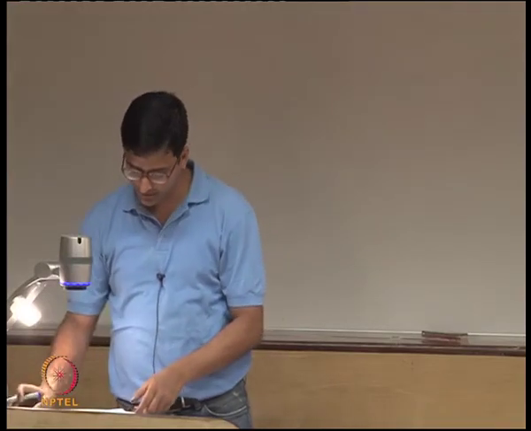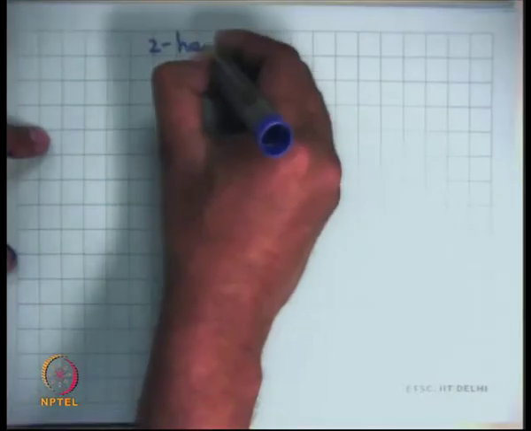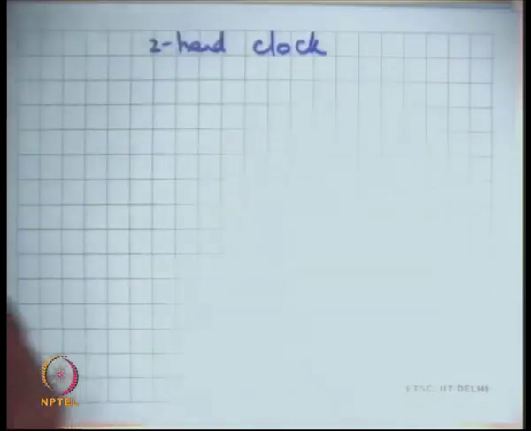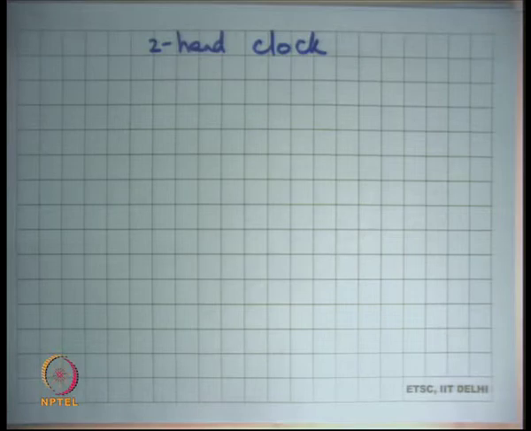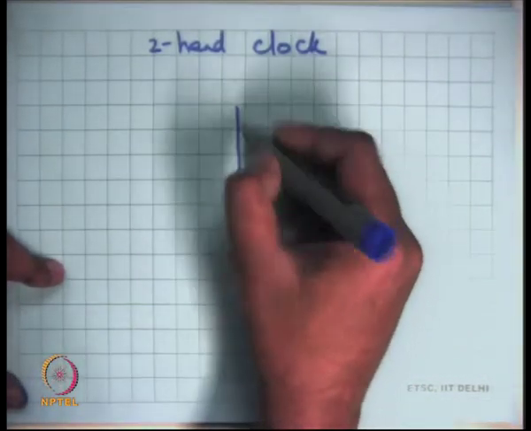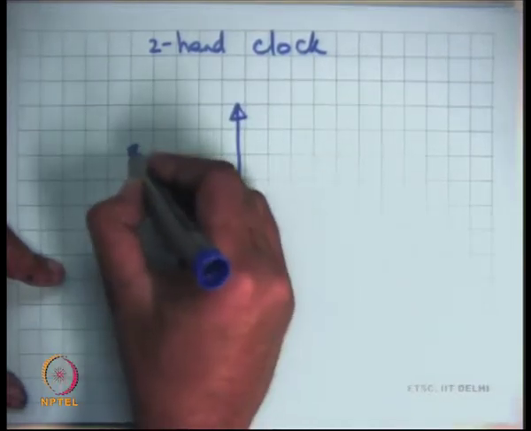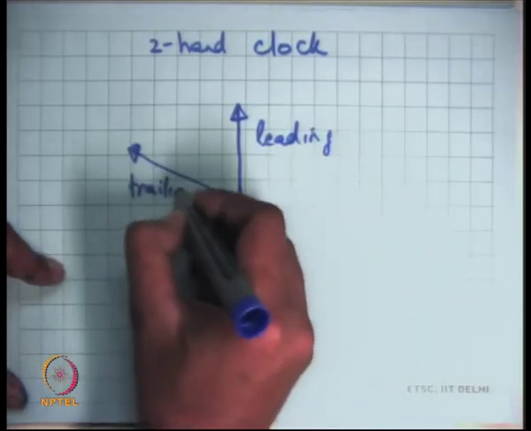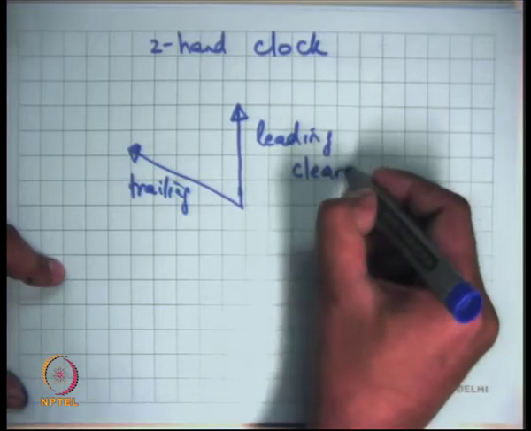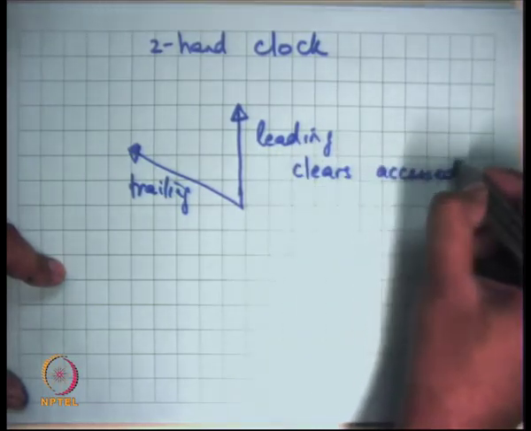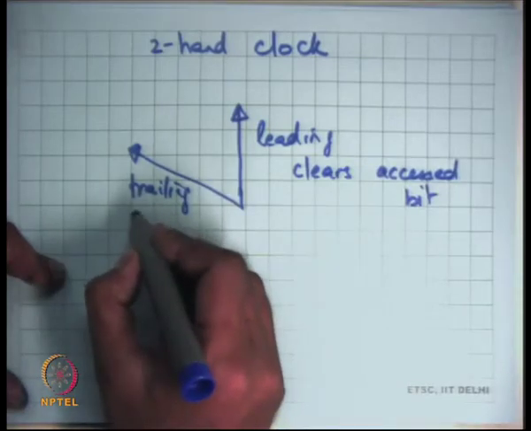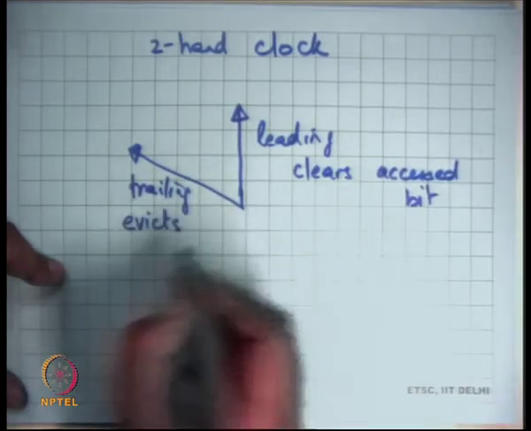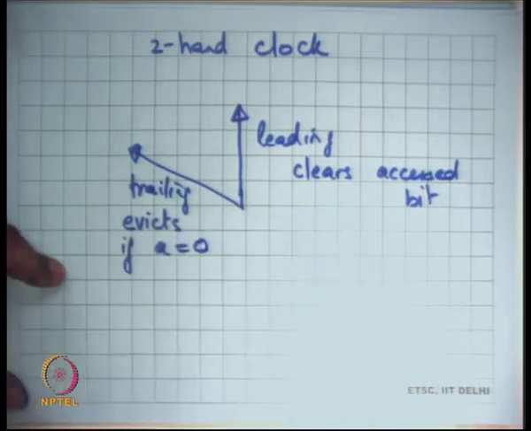Another modification to this is what's called a two-hand clock. If your memory size is really big, then you may not want to make a full revolution over your entire memory on every page fault. So instead of having one hand, you have two hands. One is called the leading edge and the other is called the trailing edge. The leading edge clears the accessed bit, and the trailing edge evicts if the access bit is equal to 0, right.